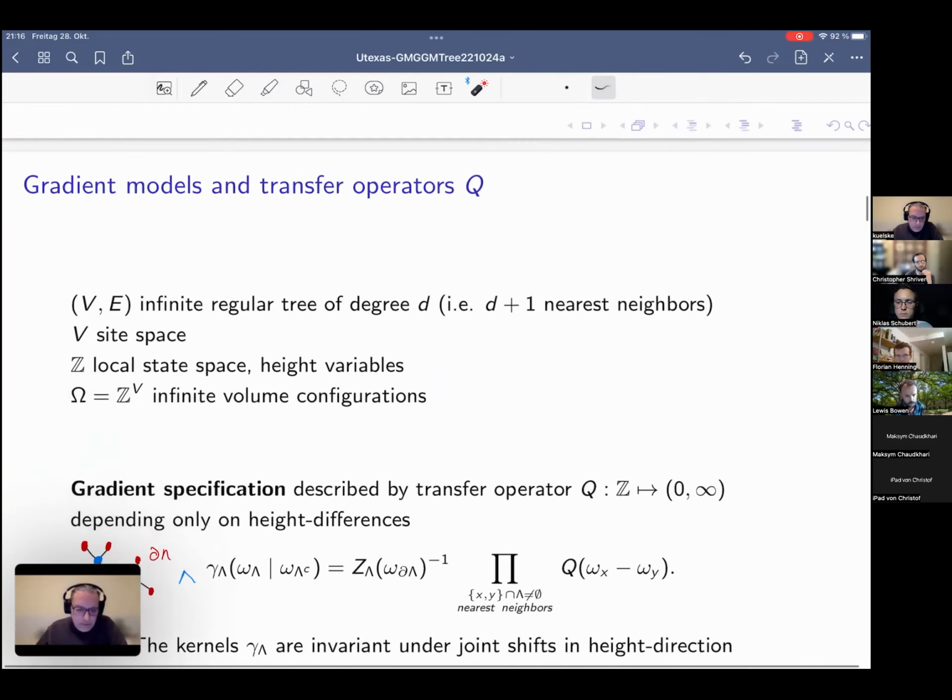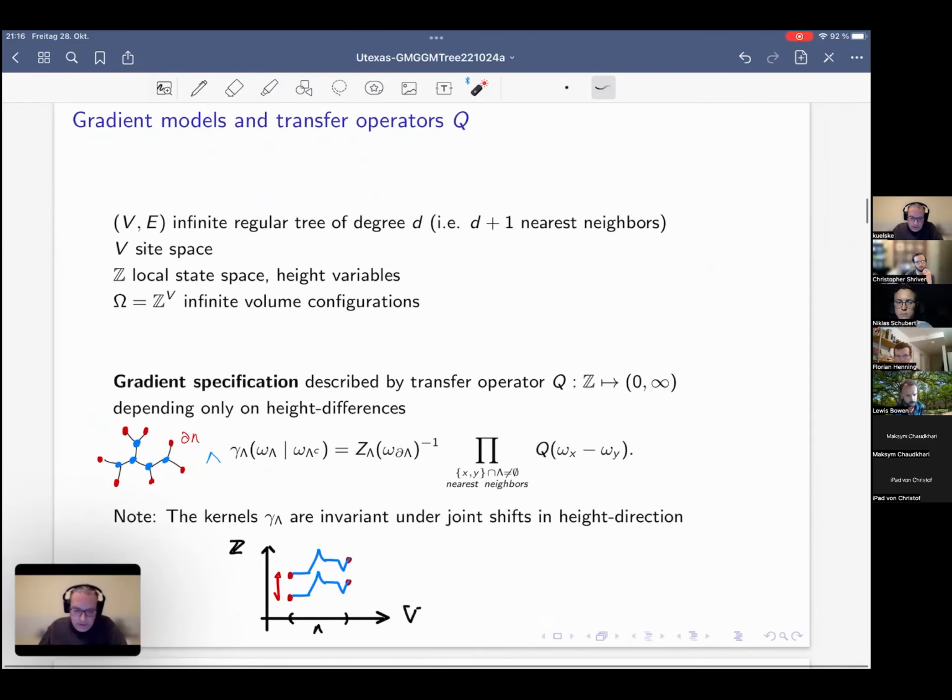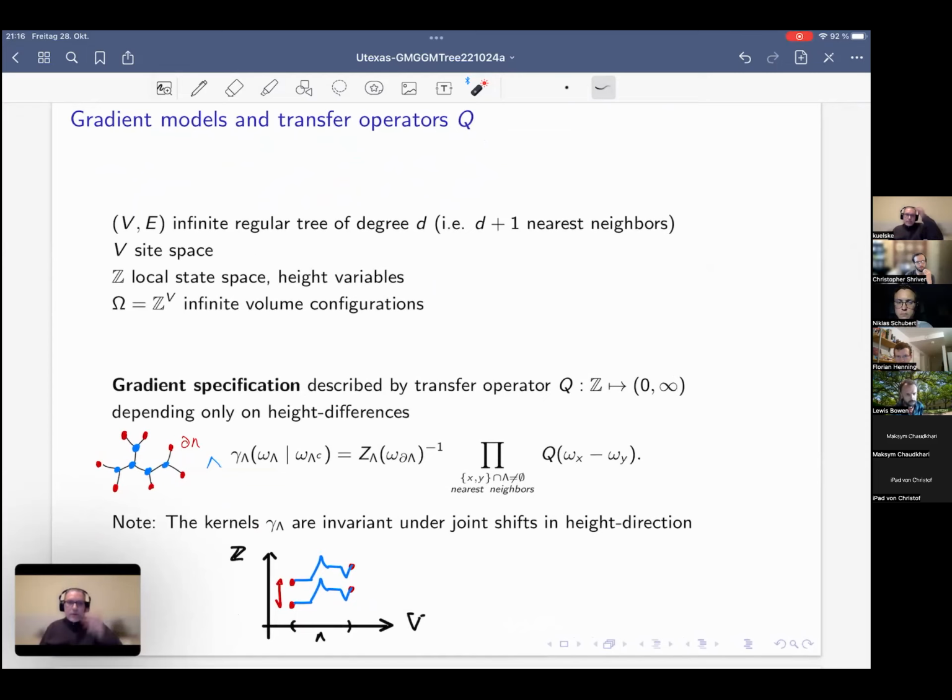Okay, so now we would like to talk about gradient models. We take our infinite regular tree, so with vertices and edges, and d plus 1 nearest neighbors. One says that's the degree d of the tree. And so let's take Z as a local state space and call this the height variable. So the infinite volume state space is Z to the power V, so all maps from sites to integer configurations.